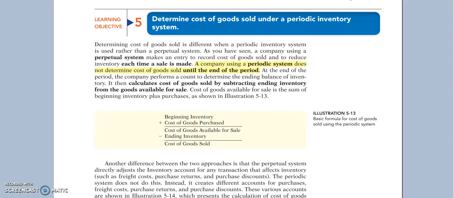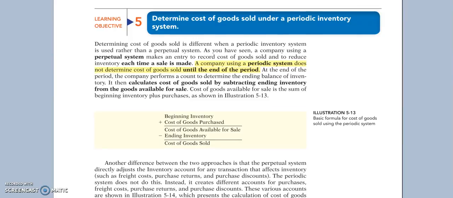In our book, we learn the difference between a perpetual system and a periodic system. In the perpetual system, there are entries made each time that a sale is made, whereas the periodic system does not determine the cost of goods sold until the end of that period. Now we are going to look at an example that the book gives to give us a better understanding of this.